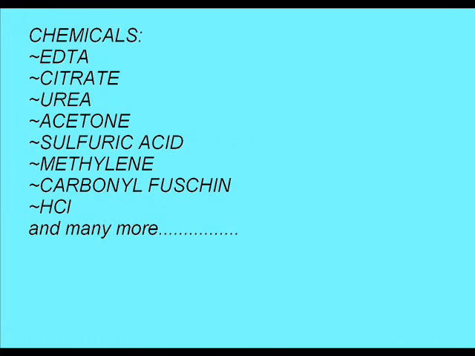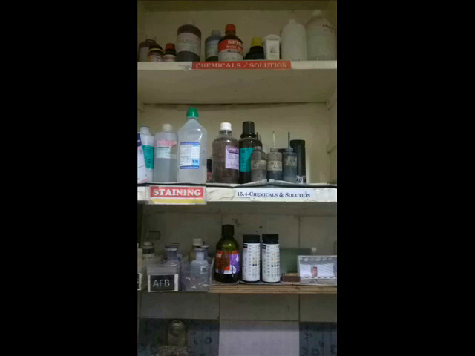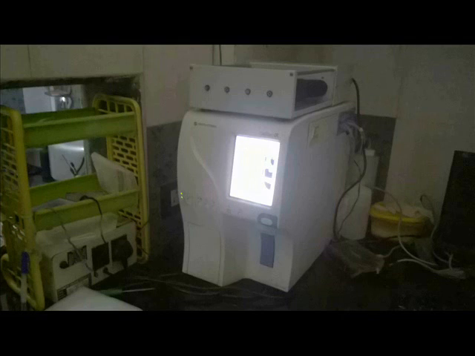Many chemicals such as EDTA, citrate, urea, acetone, sulfuric acid, methylene blue, safranine, carbol fuchsin, HCl and many more are used in the processes. They are used as decolorizing agents, anticoagulants and for precipitation. In this way, many chemicals are used in the pathology lab.